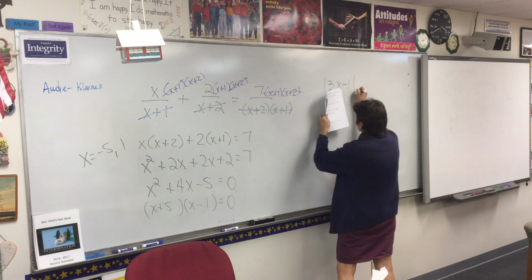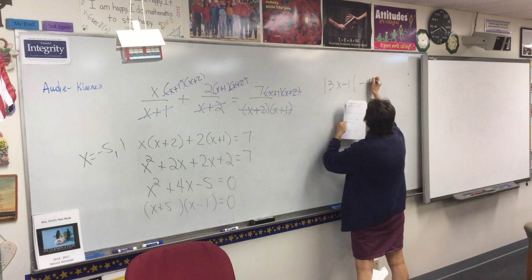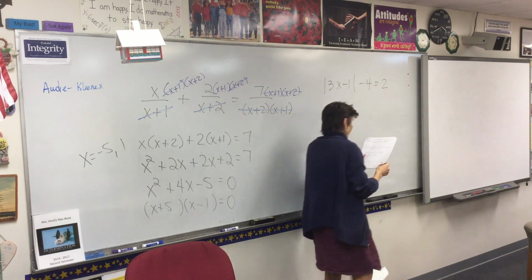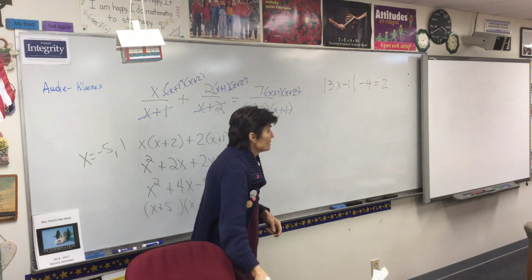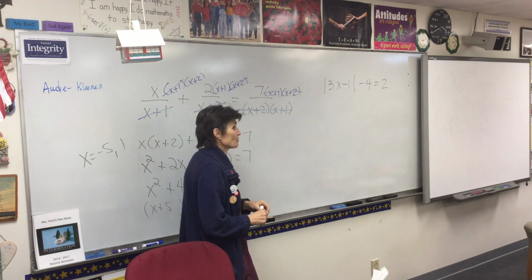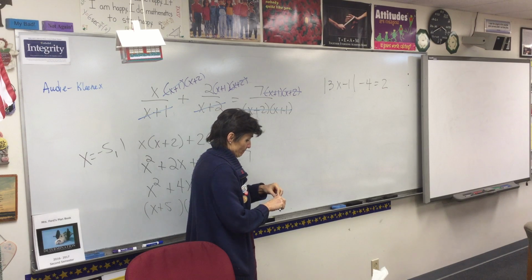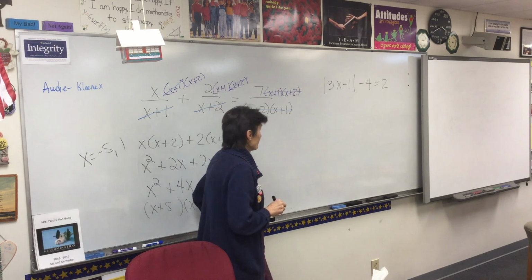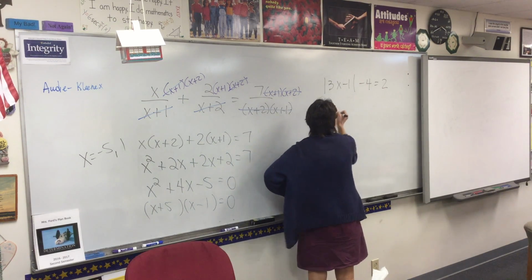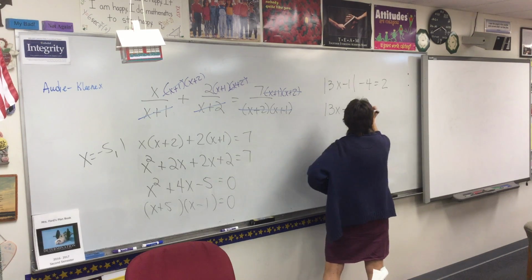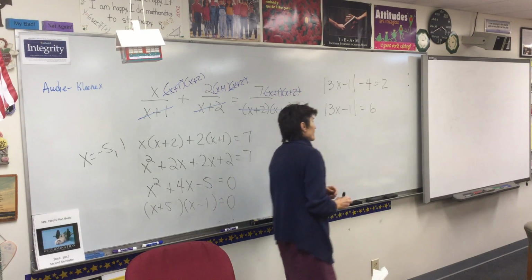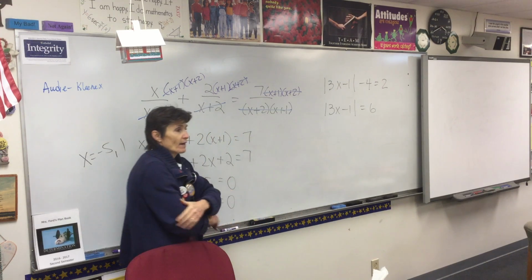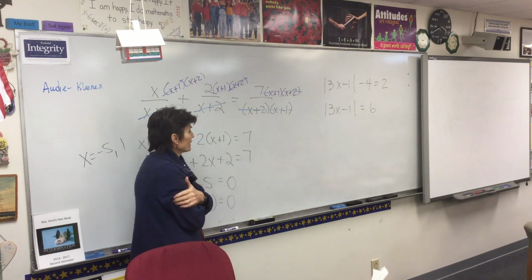All right, number 5. Got some options here. Nobody cares how you do it as long as you're not cheating. So add 4. The first thing you always want to do, no matter how you're going to do the problem, is get the absolute value by itself. We call that isolating the absolute value. Get it by itself.